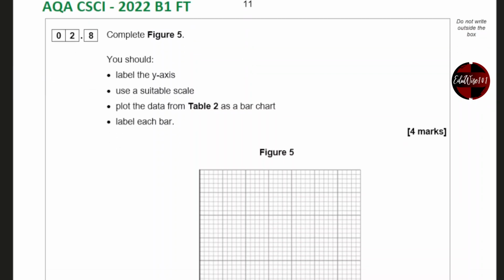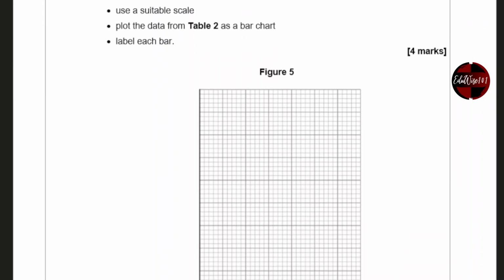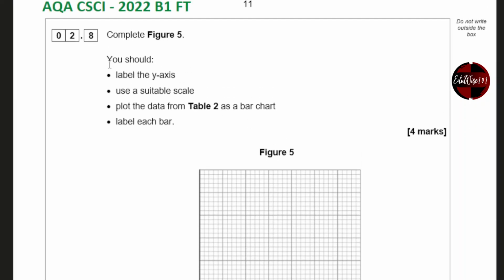So complete figure 5. Here they have given you a grid to draw a graph. What type of graph would you draw? They're asking you to label the y-axis, use a suitable scale, and plot the data from table 2 as a bar chart. There you go. You are plotting a bar chart. Label each bar as well.